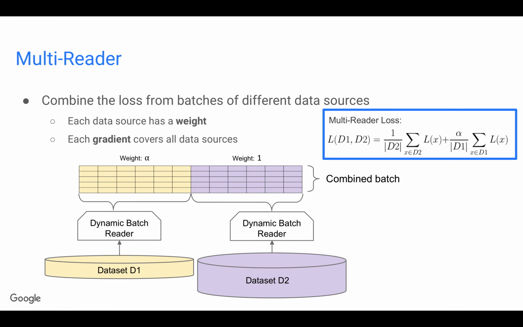So that's why we are proposing the multi-reader technique. For each different data source, we extract the training batch separately from that source and compute the generalized end-to-end loss from that batch individually. Our final generalized end-to-end loss is simply a weighted sum of the generalized end-to-end losses from each batch from each data source. That will make sure that every gradient we use to update our neural network parameters covers all the data sources.